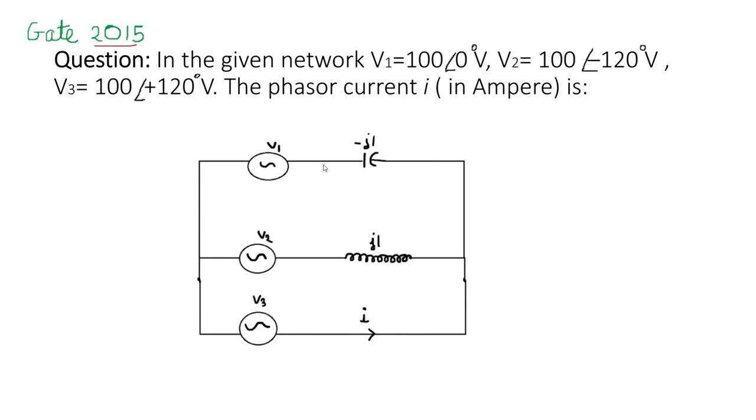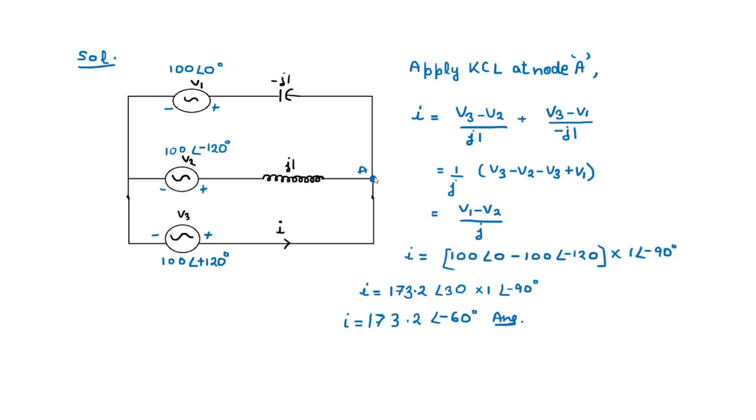In the given network, V1, V2 and V3 have these values, and you have to find the phasor current in ampere. See, these V1, V2, V3 are having the same magnitude and the phase difference is either 120 or 240 degree. You can see that it is a star connected system at both the ends. Okay, so now we will apply KCL at this node A. So the incoming current is I is equal to the outgoing current.